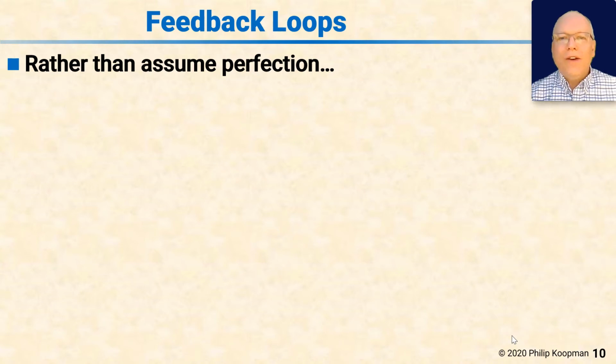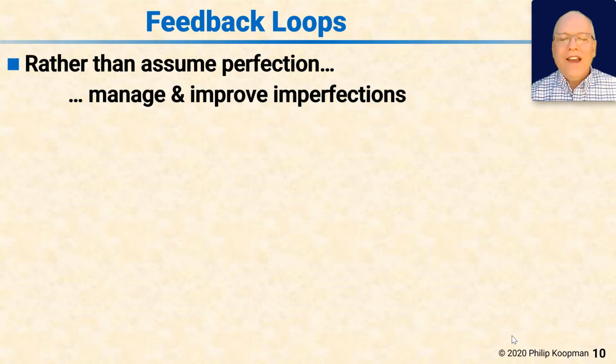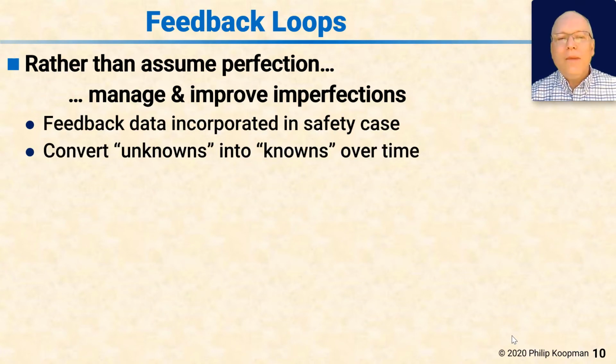4600 also requires feedback loops, and the spies are a piece of this. That's how you make measurements for the feedback loop. The idea is, rather than assume perfection, because no matter how hard you try, systems aren't perfect, instead recognize that these imperfections will be there, so you have to manage them and improve them over time to continuously improve the system performance, but also safety. That means feeding back the spy data into the safety case and, over time, converting unknowns into knowns.